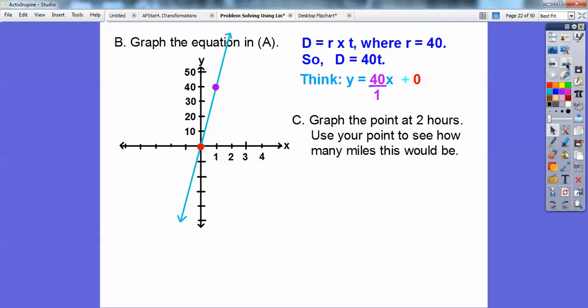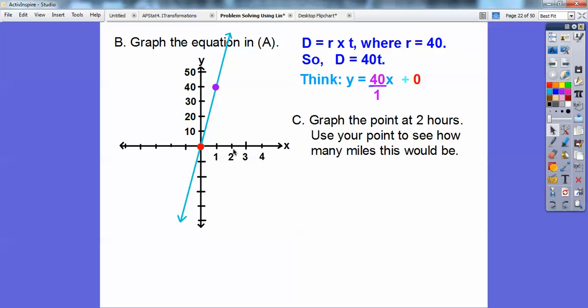Then you kind of saw what section C was saying. It says graph the point at 2 hours. Okay, remember this is hours, this is my x, and my x is my time. So we're going to graph the point at 2 hours and use this point to see how many miles this would be. Remember, this is distance right here, this is my miles right here.